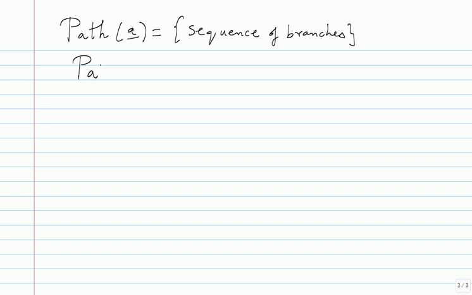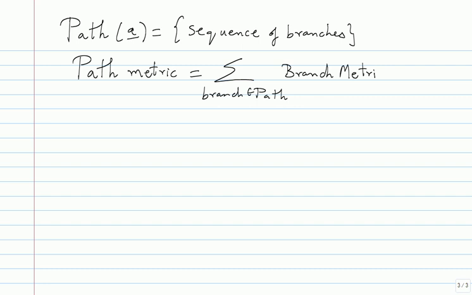Based on this decomposition of the path, I can write path metric to be the sum over branch in path of the branch metric. I know it's not a very nice mathematical writing with alphas and betas, but I guess this is clear enough. You take every branch in the path, take its branch metric, add up all the branch metrics, you get a path metric. I should be careful here and put A; it's just an index with A. I'll simply say path metric when the path is clear, so I don't have to worry about it.